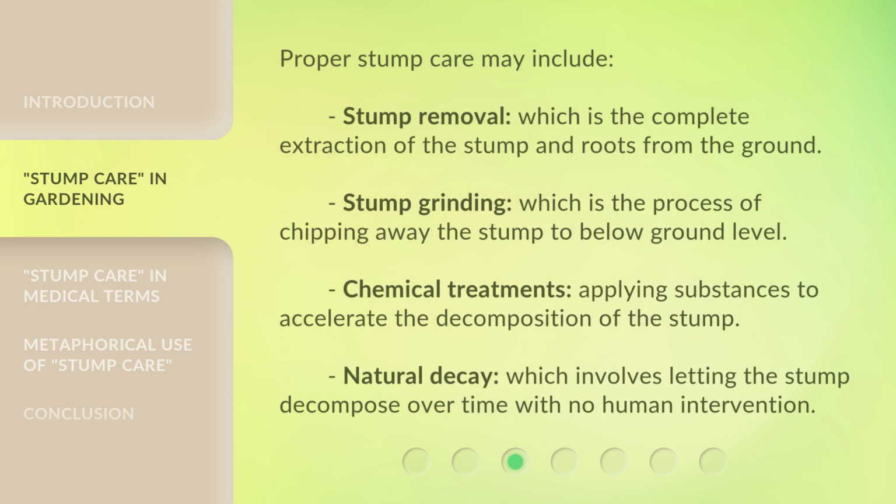Proper stump care may include stump removal, which is the complete extraction of the stump and roots from the ground. Stump grinding, which is the process of chipping away the stump to below ground level. Chemical treatments, applying substances to accelerate the decomposition of the stump. Natural decay, which involves letting the stump decompose over time with no human intervention.